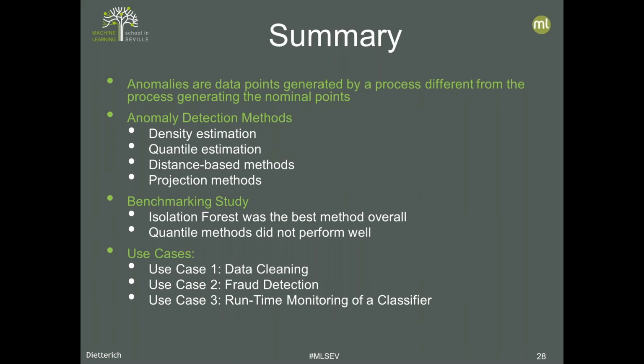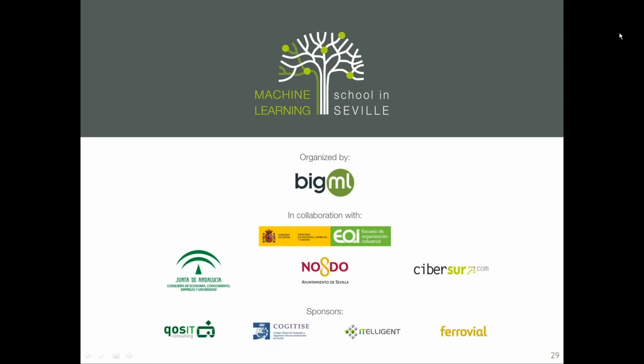Okay, so in summary, anomalies are data points that are generated by some process that's different from the nominal process. I reviewed these 4 different families of anomaly detection strategies, and we found that generally these projection methods like the isolation forest perform best, which is why BigML offers the isolation forest in our product. And we were disappointed to find that the quantile methods, which are probably the most popular in machine learning, did not perform as well. And there are at least 3 important use cases: data cleaning, fraud detection, and real-time monitoring of a classifier. And thank you very much.